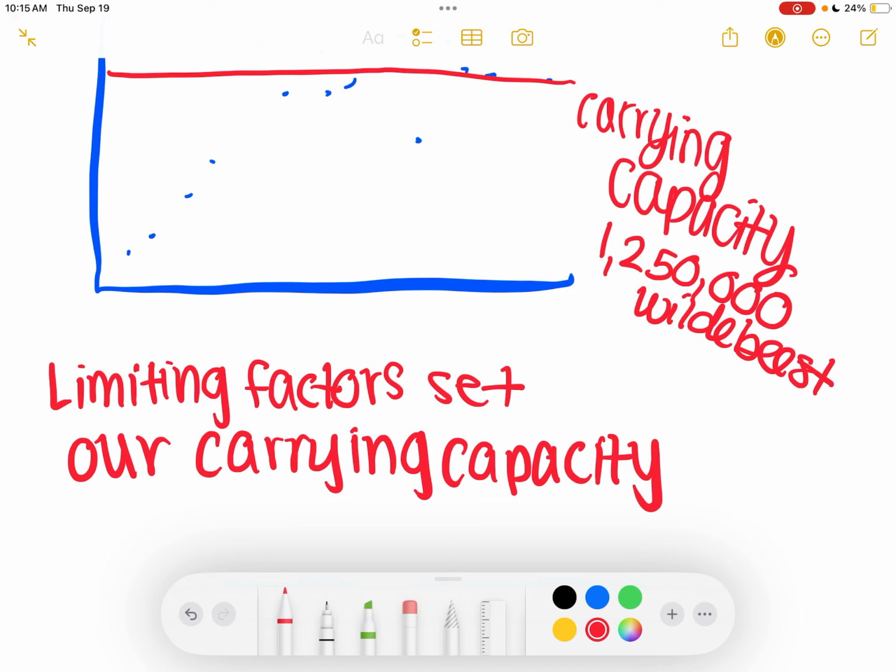Tomorrow you'll be using these ideas of limiting factors and carrying capacity to start our first assessment of the year. So come prepared. If you have questions about limiting factors or carrying capacity, please email me.